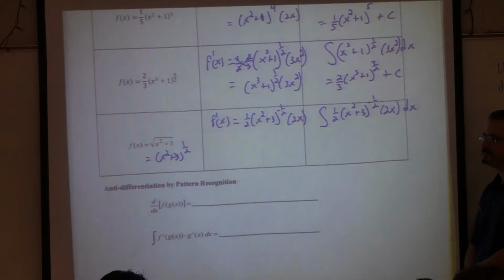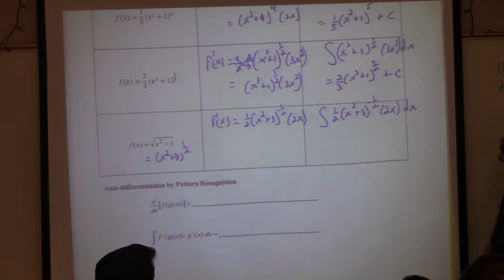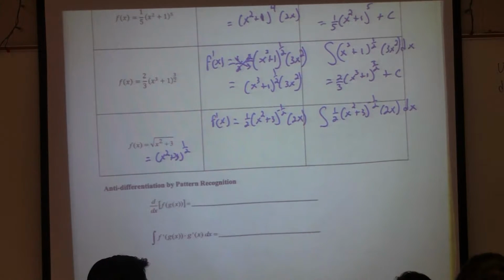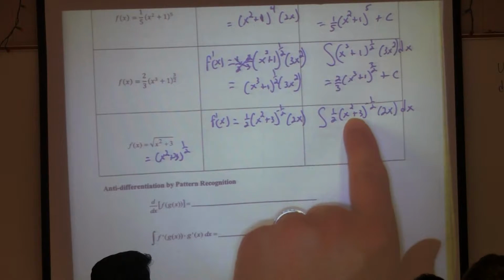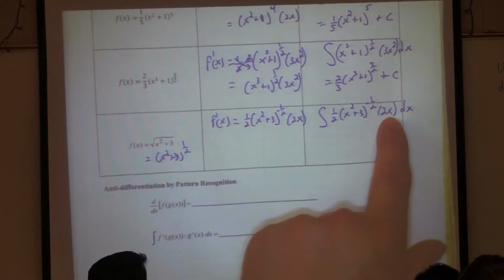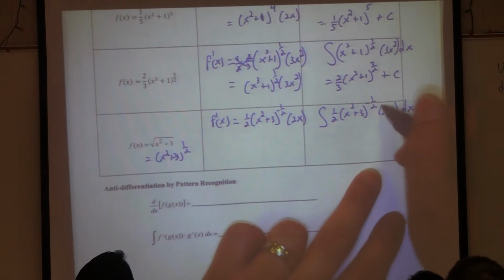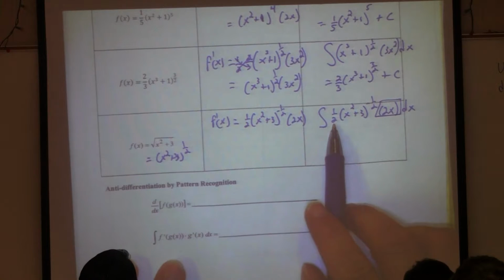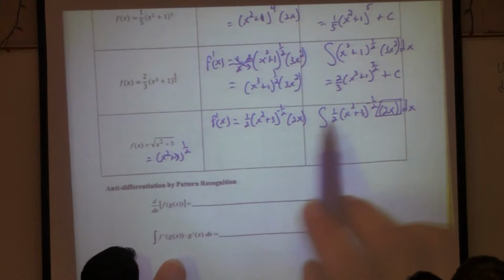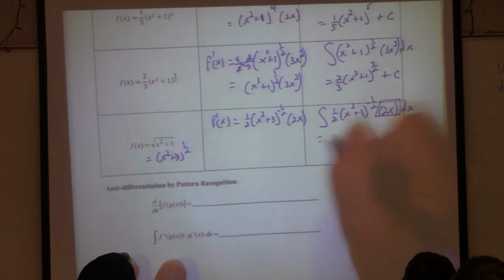What do we look for? So this is u. Do we have the license to integrate? What's the derivative of this? 2x. Is that somewhere in the problem? Yeah. Okay, except we still got this 1/2 here, right? That's not a problem. We can just pretend it was out there, or we can continue bringing it down.